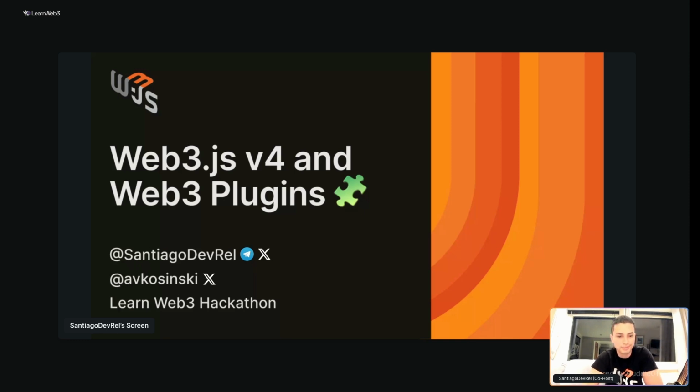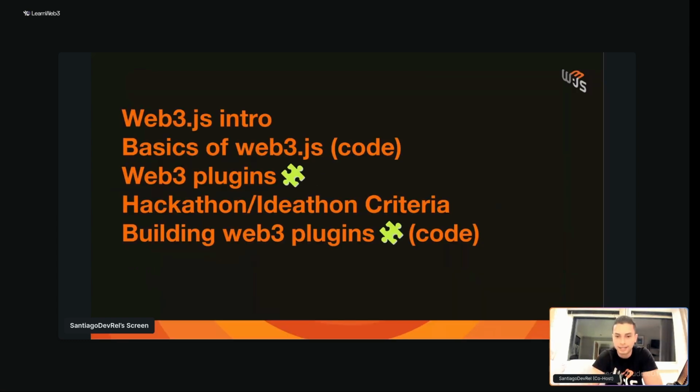Welcome to this workshop. We learn Web3 DAO and kind of push protocol as well that is supporting us here. This is what we are going to cover today. First, I'm going to walk you through a Web3.js intro so you know what is Web3.js in case that you never heard about us. I'm going to show you some basics of Web3.js, like how you can deploy a smart contract, how you can send transactions, how you can listen to events. And I put some code snippets in the slides, so you're able to copy paste this and then reuse that for the hackathon. Then we are going to talk about Web3 plugins.